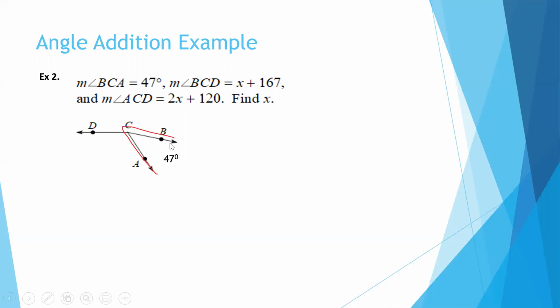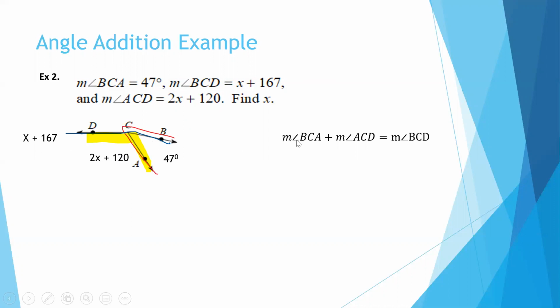So first we highlight or draw a line for angle BCA and label it. It's 47 degrees. Next, we'll do BCD, which is equal to x plus 167. Finally, we'll do angle ACD, here highlighted in yellow, is equal to 2x plus 120. So let's set up our formula. Remember we talked about even in our segments how important it is to set up our formula. So we know that these two smaller angles will equal the sum of this larger angle.